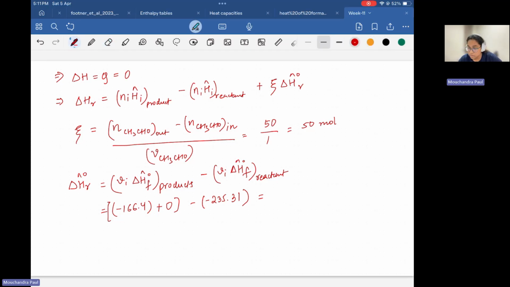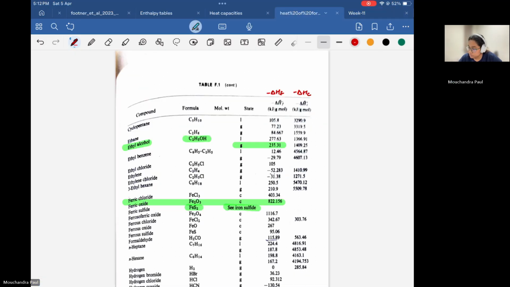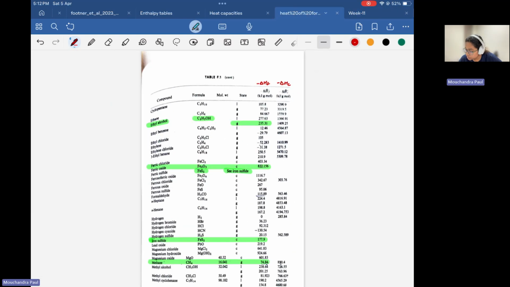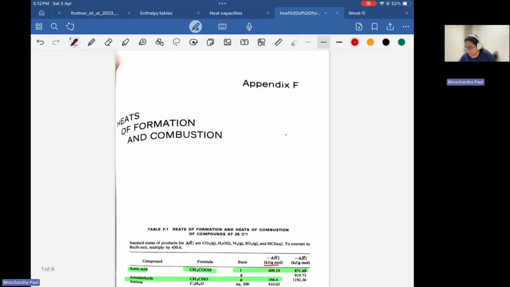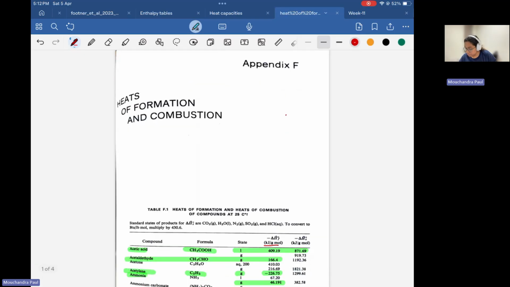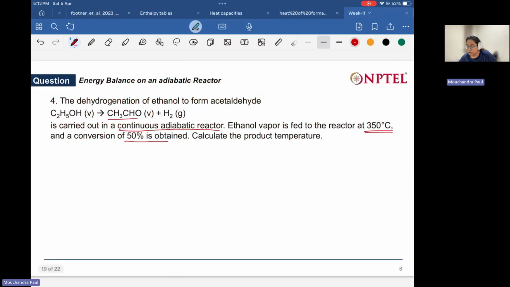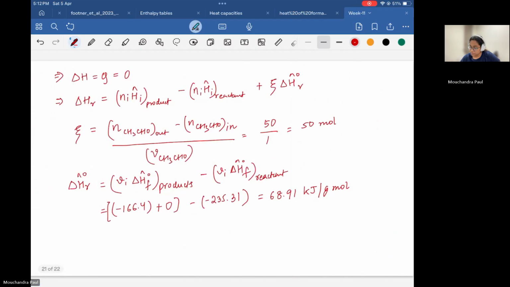So it is 68.91 kilojoule per gram mole. Yeah. So you must take the values properly by saying which state you require it. So in our reaction, all the components are in gaseous state. So this is the standard one we got.